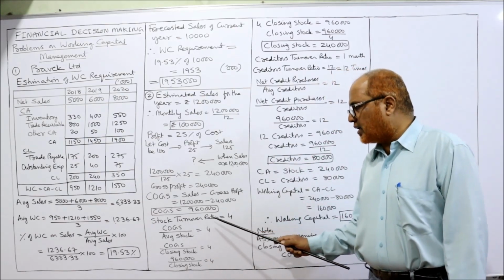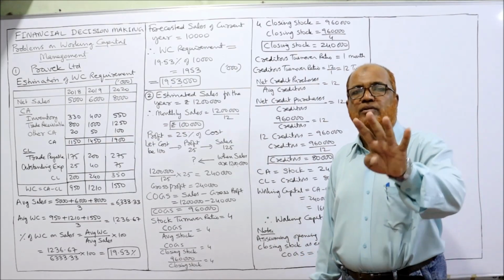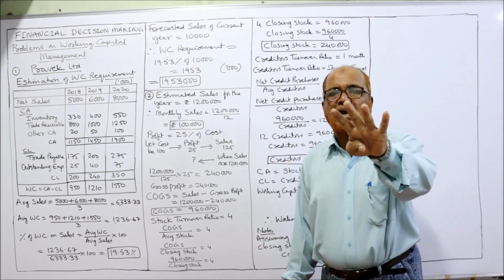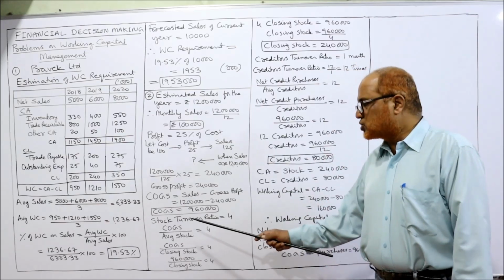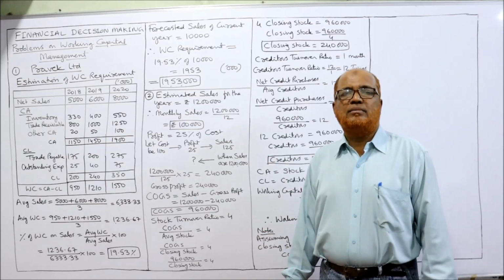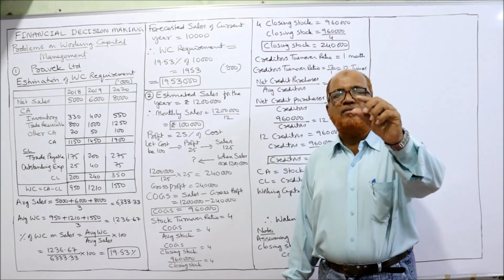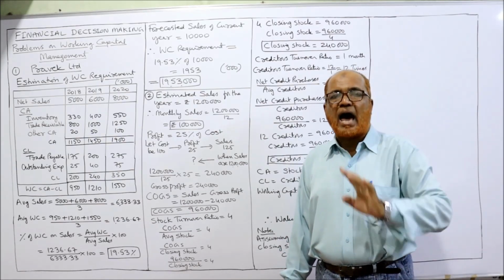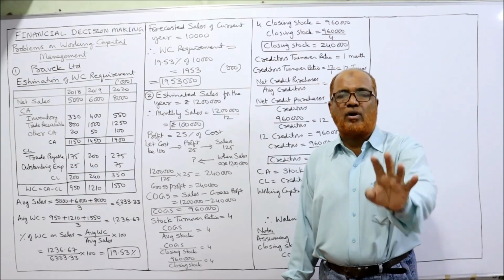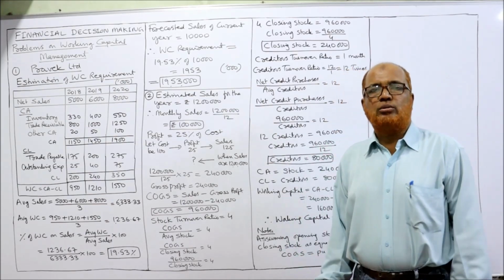Now the stock turnover ratio is given in the problem as 4 times. In 1 year, 4 times we are converting the stock into sales. Stock turnover ratio, the formula is COGS divided by average stock. Cost of goods sold divided by average stock. This is the formula for stock turnover ratio.